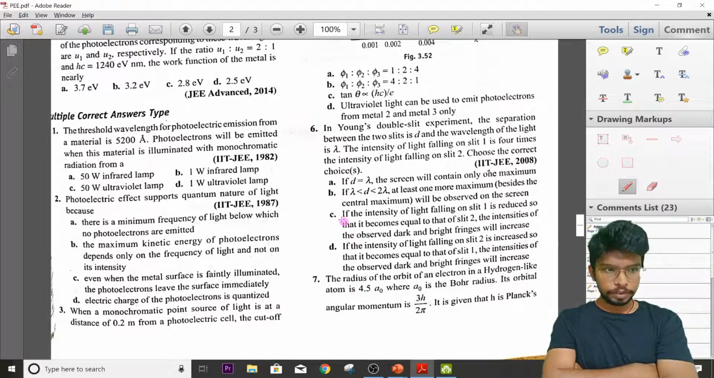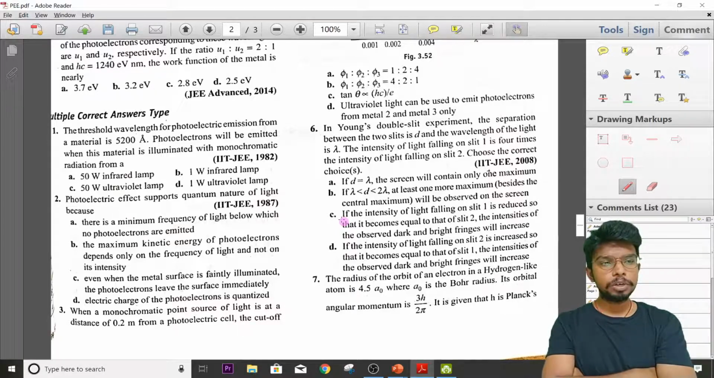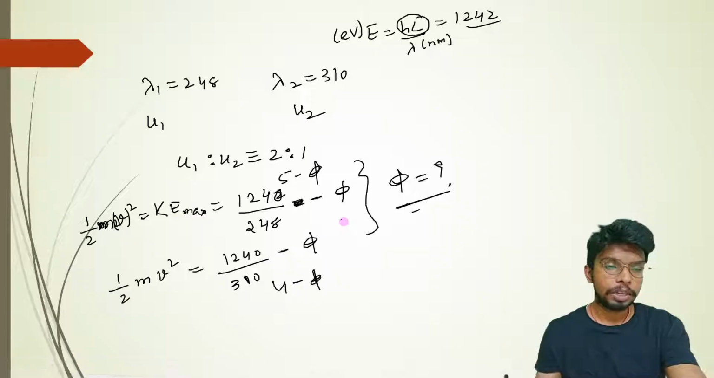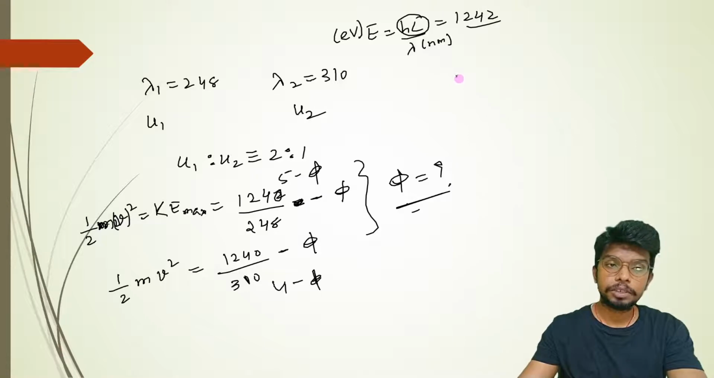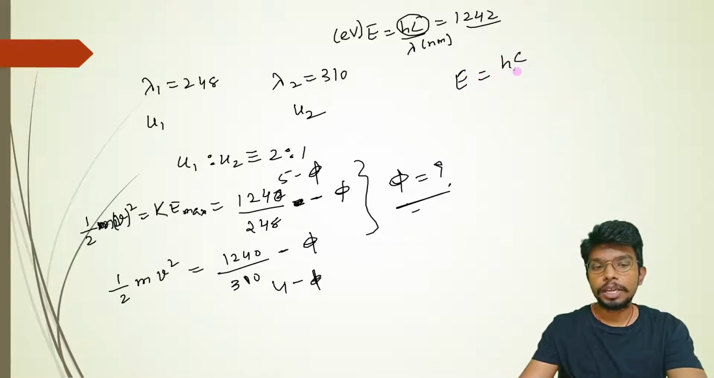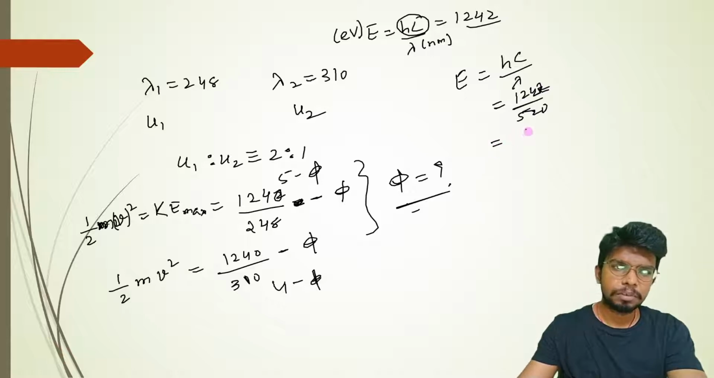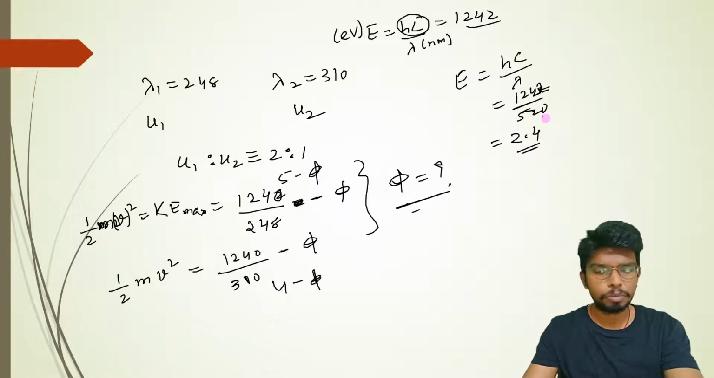in the expression of the energy. The threshold wavelength for photoelectric emission from a material is 5200 angstrom. You can say it as 520 nanometer, that's the same. Photoelectrons will be emitted when this material is illuminated with monochromatic radiation from a threshold wavelength given as 5200 angstrom. So that means this is the wavelength which is required. So work function will come out to be hc over lambda, that will be 1242 over 520. So this is approximately 2.4. This will be the result, 2.4 or 2.3 eV, electron volt.